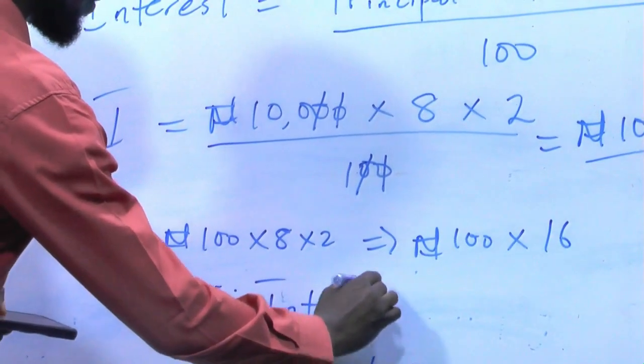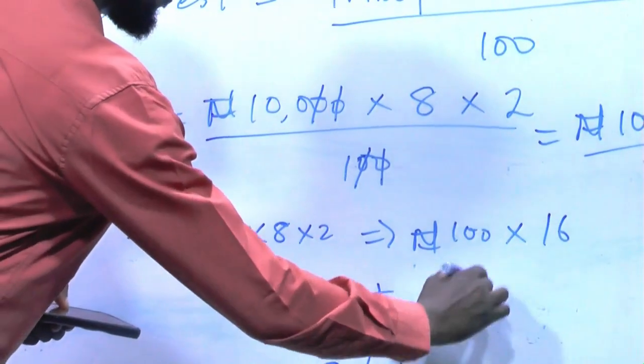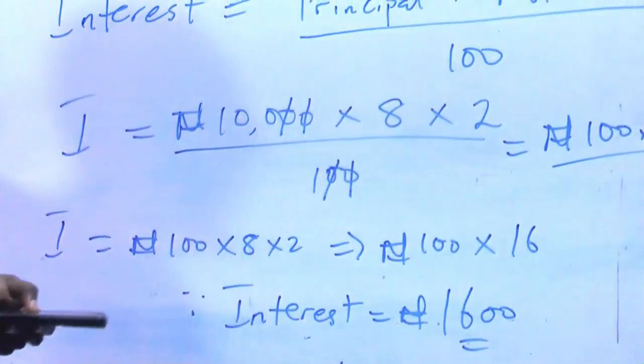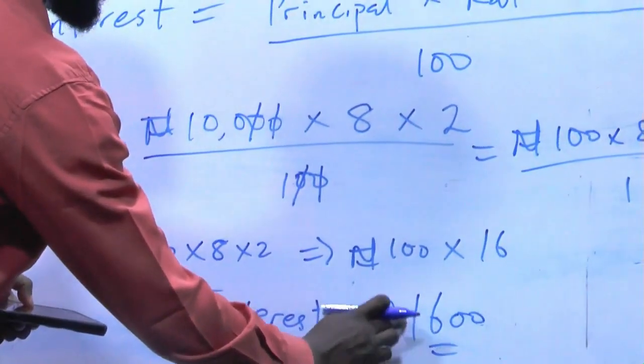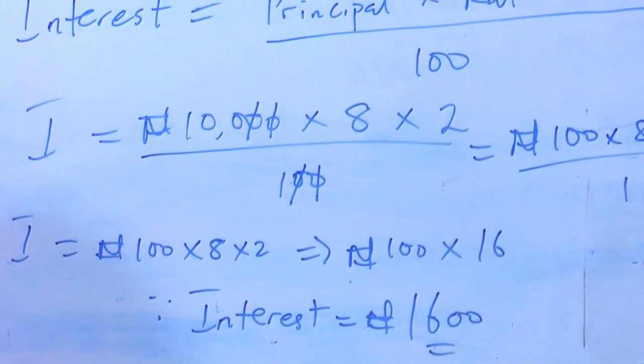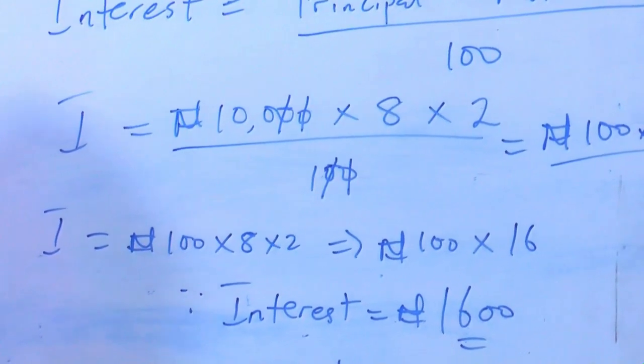Therefore your total interest will be equal to 1,600 naira. What you have multiplied is 100 times 16. 100 times 16 will give us 1,600 naira. Any question?